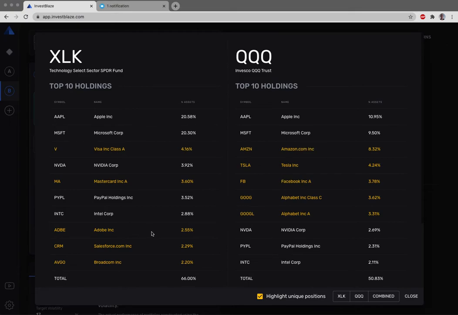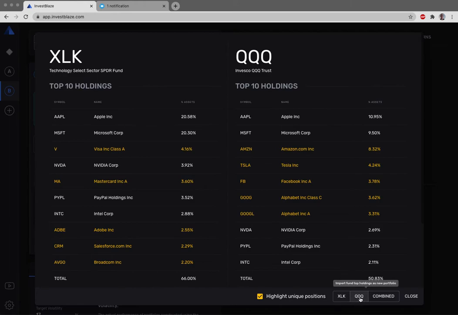Now remember, just because these show as unique positions, they're unique in the top 10. For example, Adobe is in all likelihood a holding of QQQ, just not in the top 10. So don't confuse those two. But this gives you a quick snapshot of how you do that.